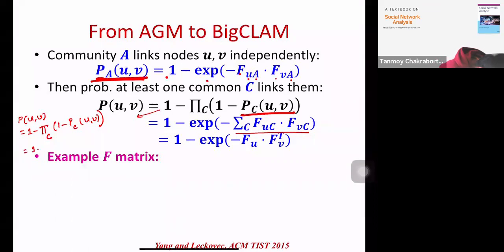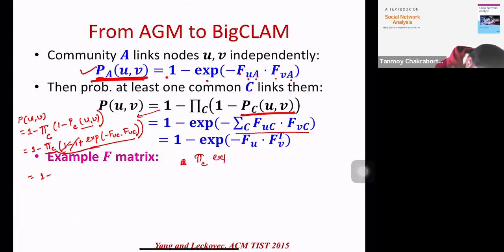So if I unfold it, this is 1 minus the product over c. Now I'm replacing P_C by this formula, so this is 1 minus exponential of minus f_uc times f_vc. Therefore, this would be 1 minus this, and the 1 minus will cancel out. Now think about the product of all exponents. This is a product of exponentials of some quantity, so it is e to the power a times e to the power b times e to the power c and so on. So this is e to the power of the summation, a plus b plus c. From a product we get a sum over the exponent.